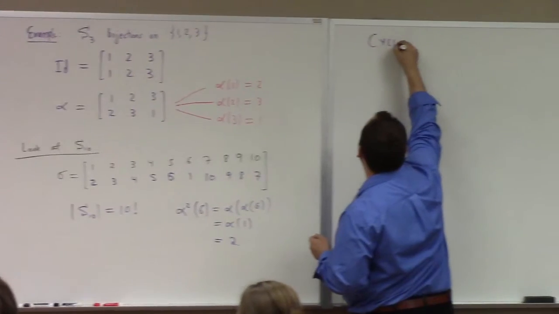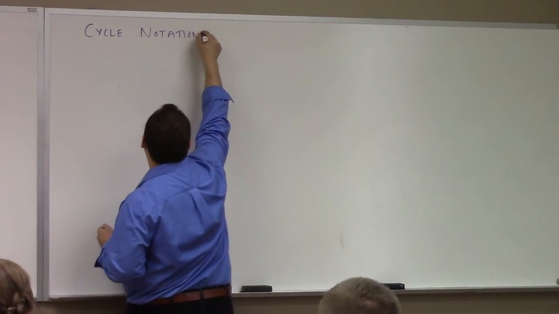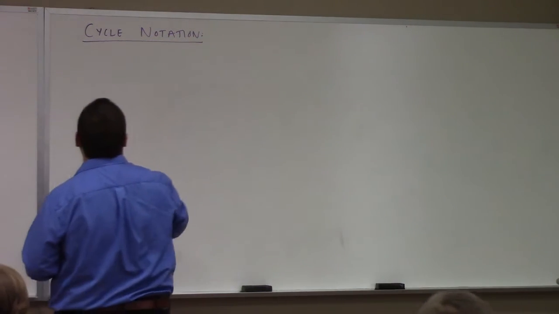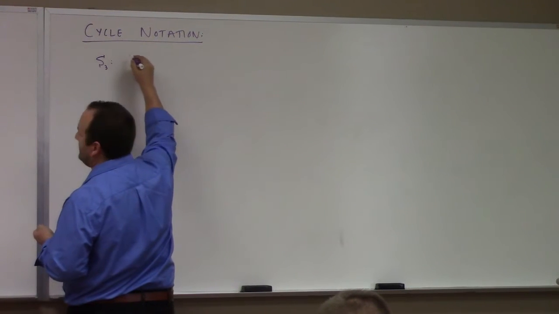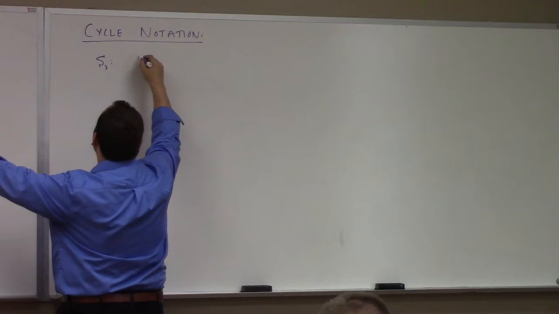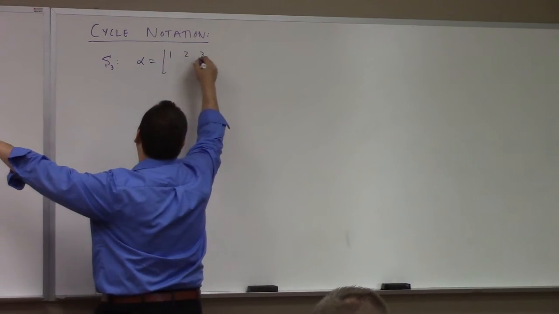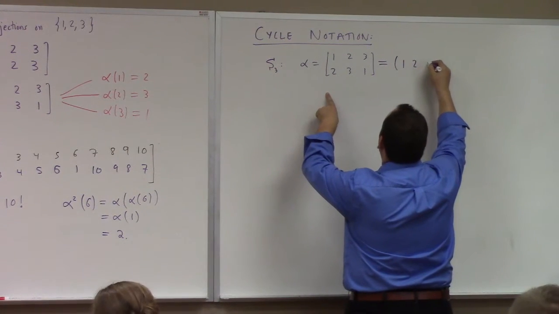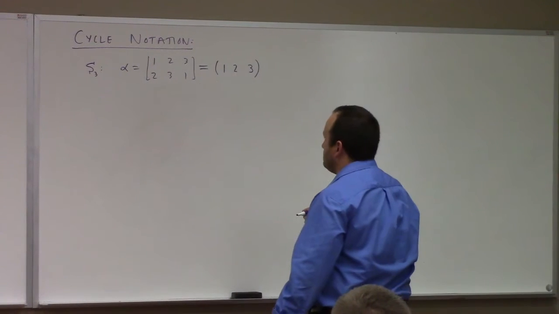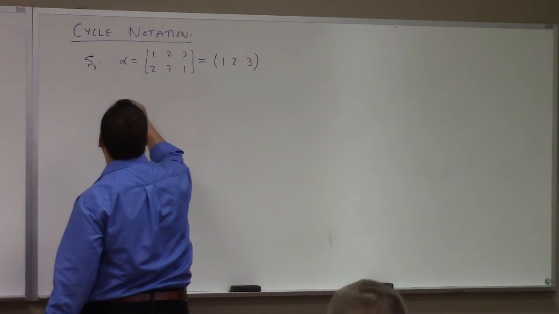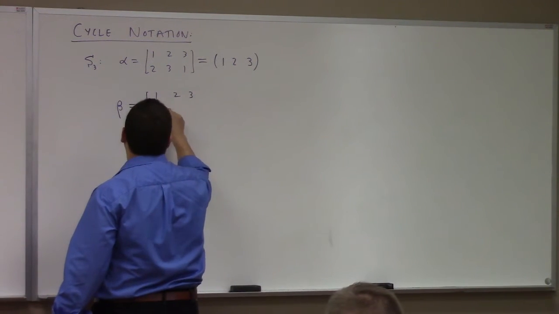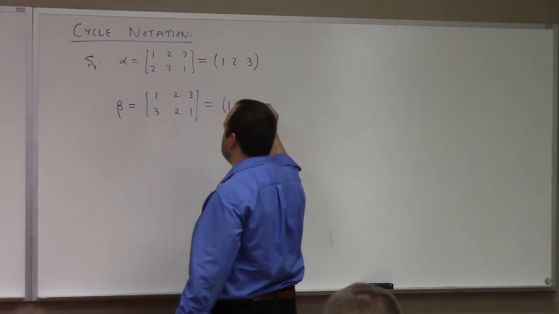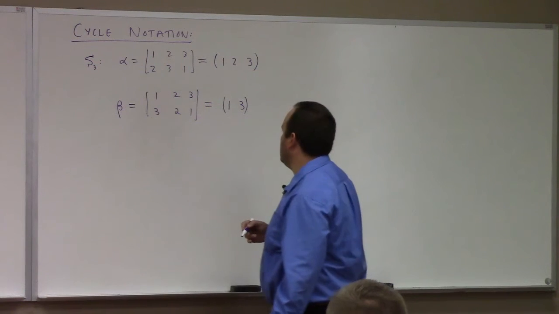Enter cycle notation. So in cycle notation, I'm gonna go back to S3 for a bit. All right. So if I have that alpha over there, that same alpha, right? 1, 2, 3, 2, 3, 1. In cycle notation, this is the following. 1 goes to 2, 2 goes to 3. That's it. Do another one for you. All right, here. I start with 1, go to 3, then 3 goes to 1. And I might write this.